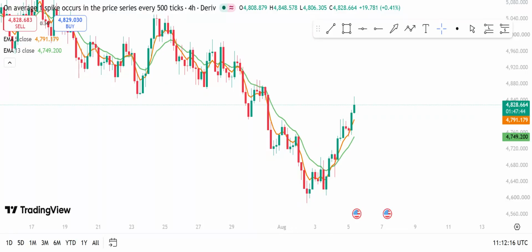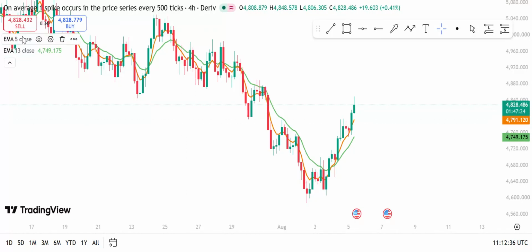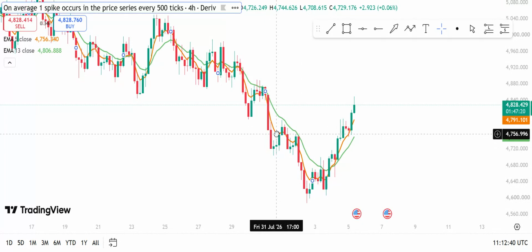All right, so here comes the video on the 13.5 exponential moving average trading strategy. In this case, I'll just show you my 13 is this green one. Then my 5 is this orange. I hope I'm not colorblind. That looks like orange. That actually is orange.